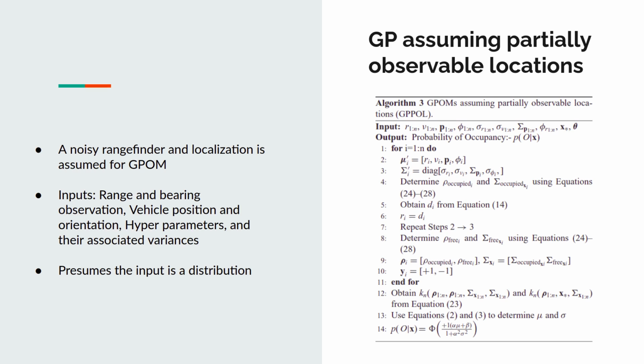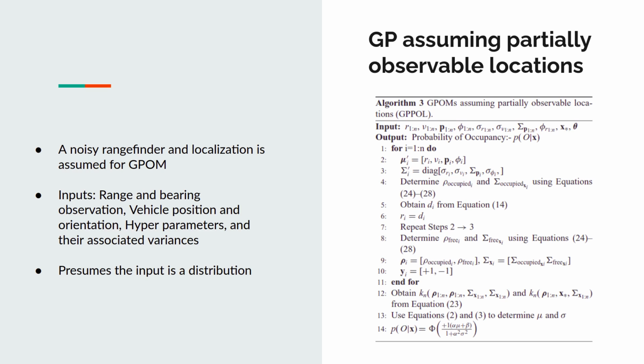Unlike the previous algorithm, Gaussian process assuming partially observable locations takes into account the noise in the sensor observation and the localization. The algorithm is almost similar to Gaussian process assuming the locations are fully observable.